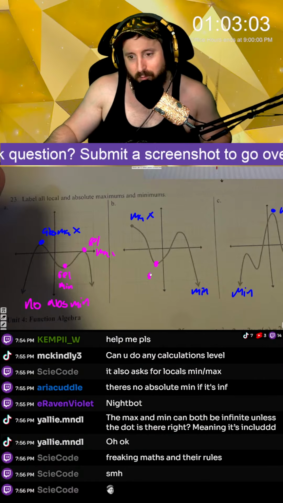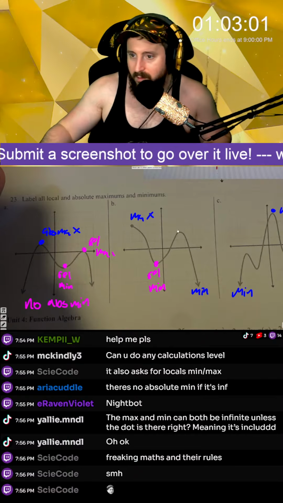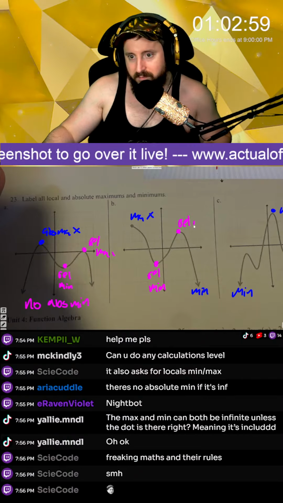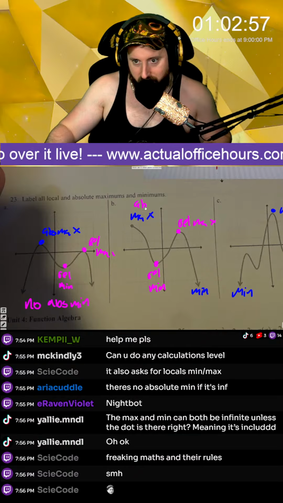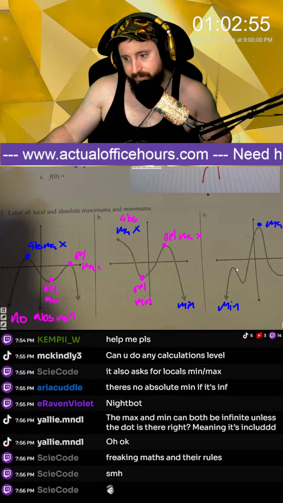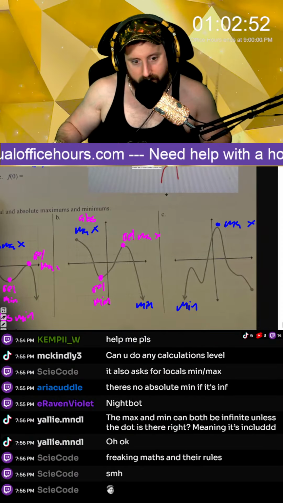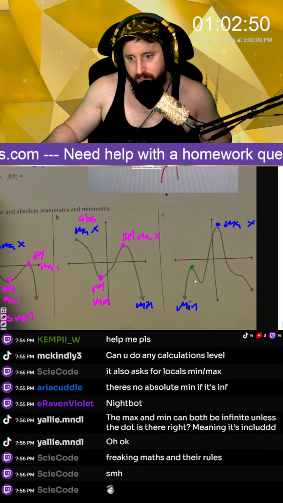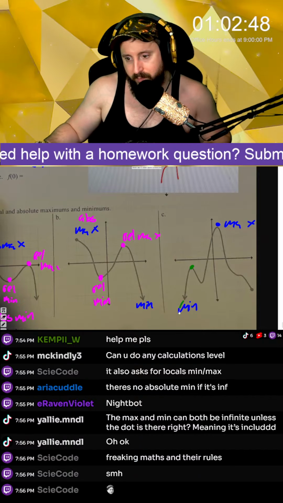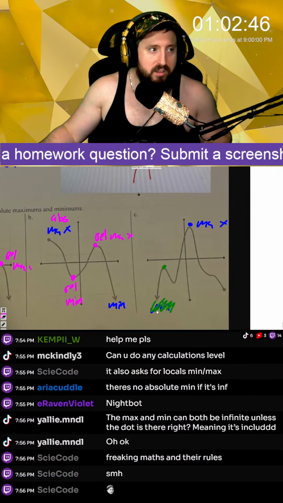So, for instance, this is like a relative min. And this is a relative max. And then this is absolute max. And then this one kind of has some weird things, right? So, there is no minimum. Well, interesting, actually.